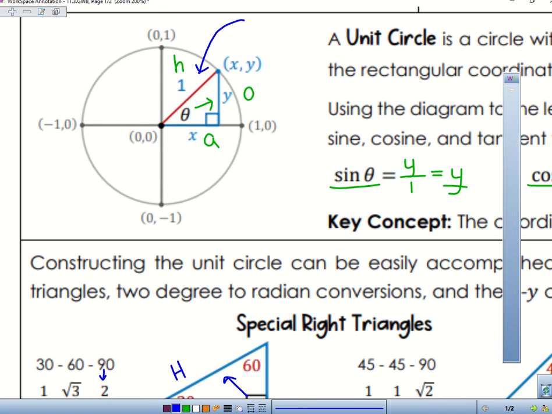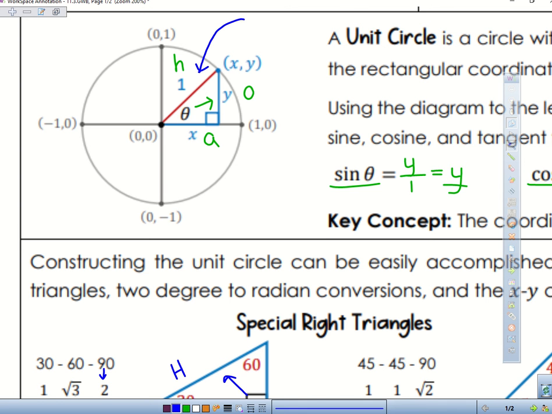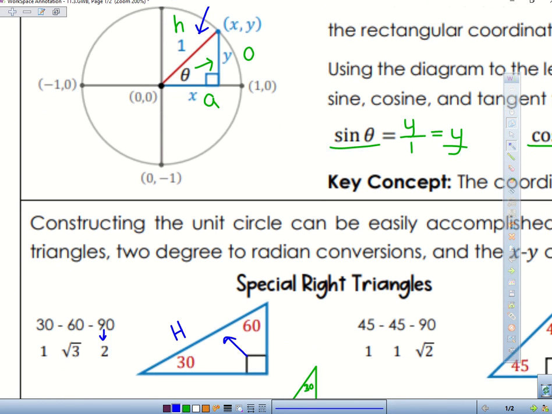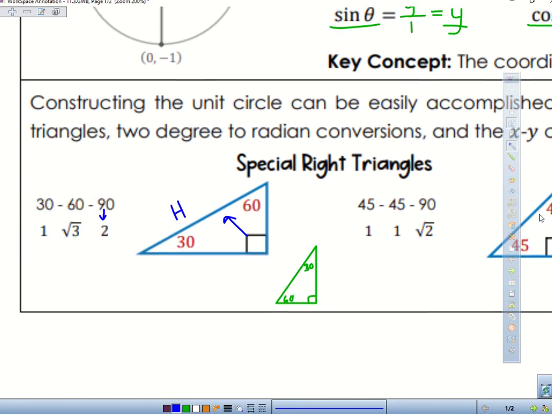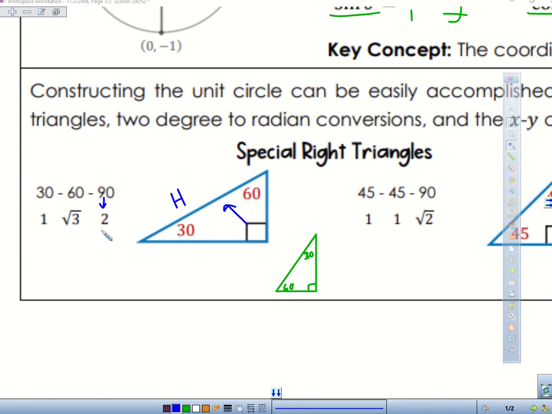Basically, the radius has to be 1, so I have to make that triangle have a hypotenuse of 1 because the hypotenuse is the radius. So how can I make 2 become 1? If I'm going to divide one of them by 2, it's going to change the dimension of that triangle. How can I avoid that? Divide the others by 2. Divide all of them by 2.